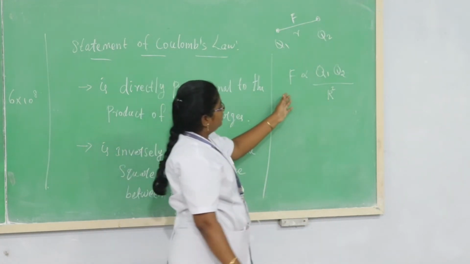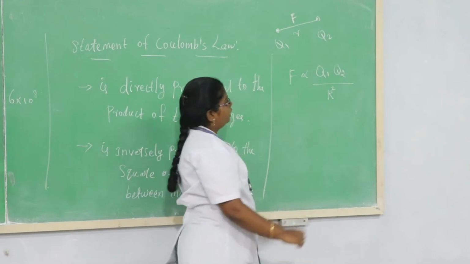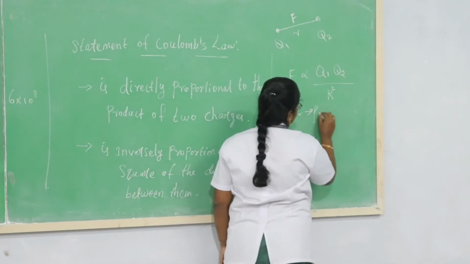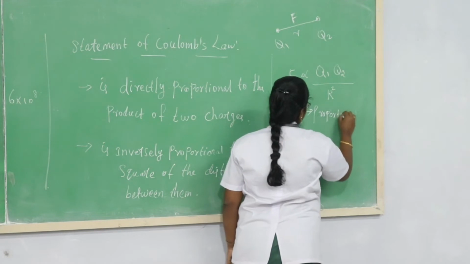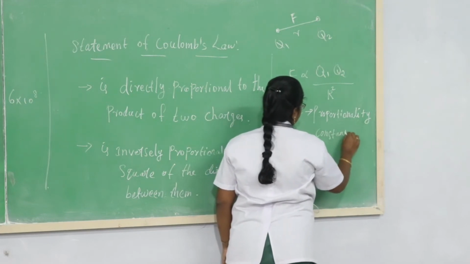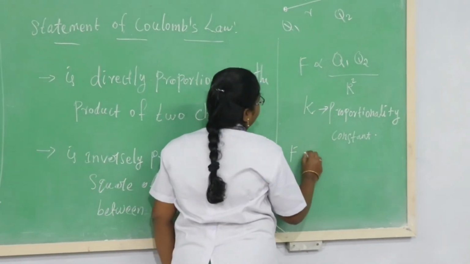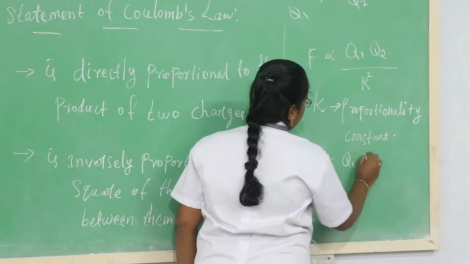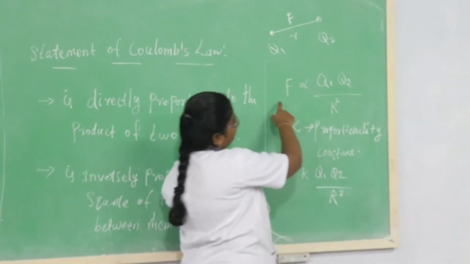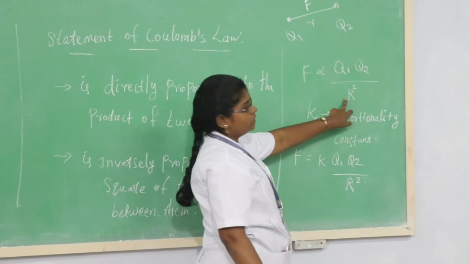From this relation, we replace the proportionality with a proportionality constant K. So F is equal to K into Q1 Q2 divided by R square. The SI unit of charge is Coulomb, the SI unit of force is Newton, and distance is measured in meters.